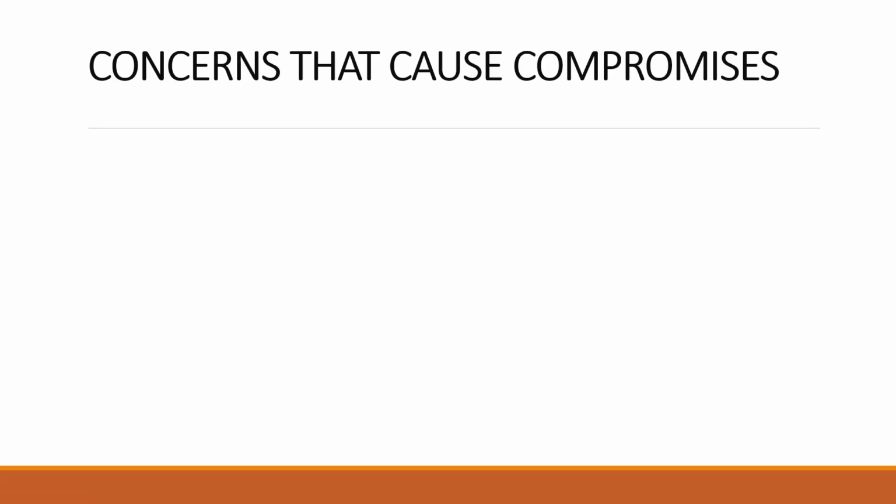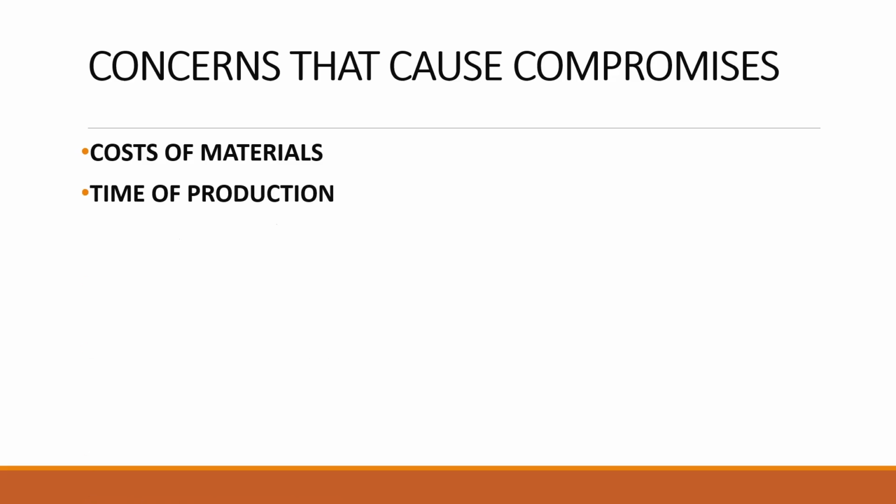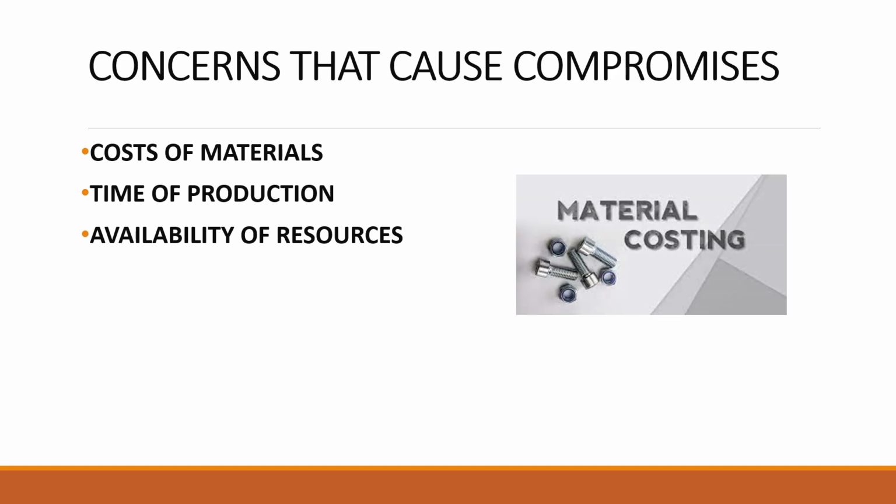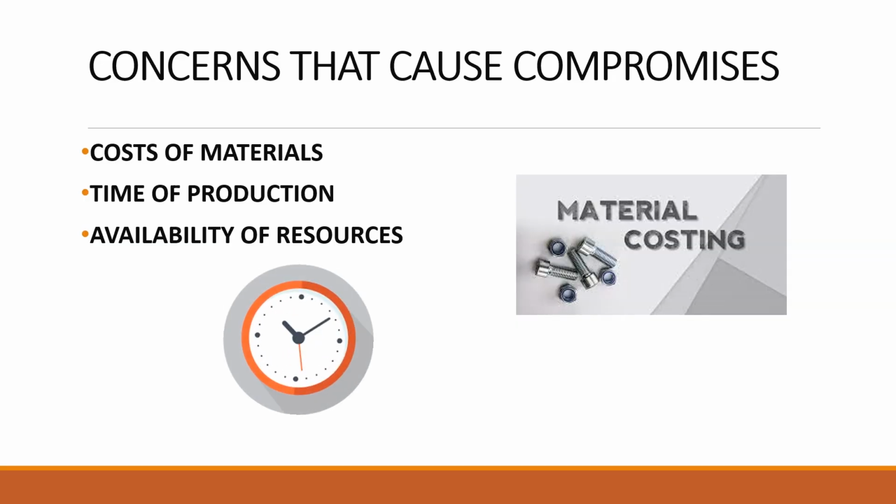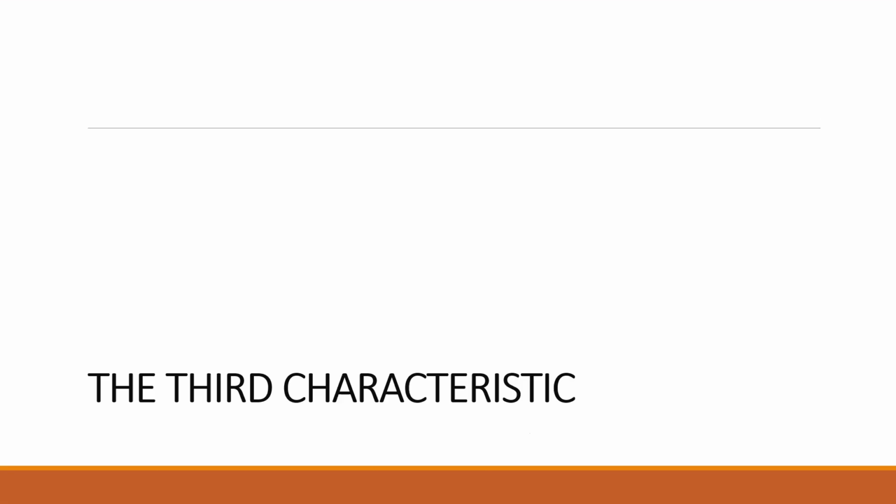Now concerns that can cause compromises are the cost of the materials, then the time of production. So these are the concerns actually. Sometimes the raw materials are not available or the cost of the material is too high. If the material cost is too high, the finished product cost will also be affected. That is the thing we have to remember while we are doing the product planning. On-time delivery comes under this.